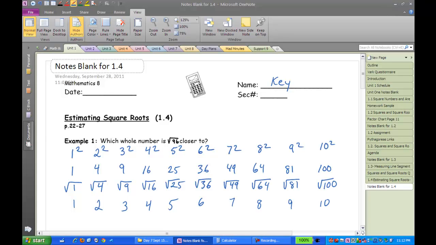So now you see what we have here. We have squaring numbers all the way to 10 squared. We have the perfect squares for them: 1, 4, 9, 16, 25, 36, 49, 64, 81, 100. Those are all perfect squares. Let me just change this color and let you know that. These are perfect squares. And then here we have the square roots. All right?